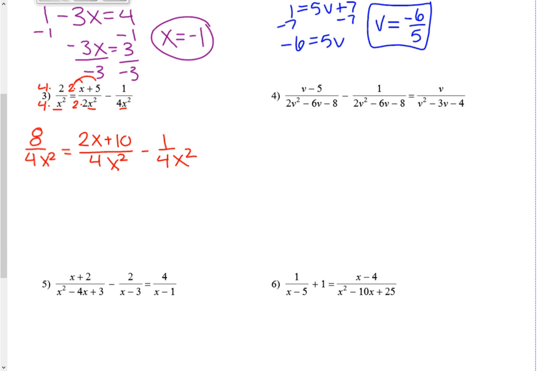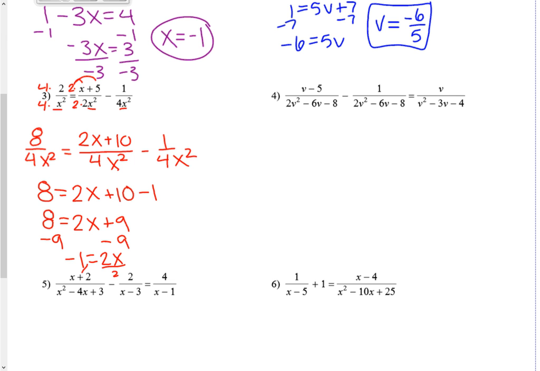My denominators are all the same, so I'm going to use my equation setting my numerators equal to each other. So 8 equals 2x plus 10 minus 1. Simplify that right-hand side. 8 equals 2x plus 9. Subtract 9 from both sides, and negative 1 equals 2x. Dividing by 2, I get x equals negative 1/2. Again, that solution works. It wouldn't make any of our denominators equal to 0.